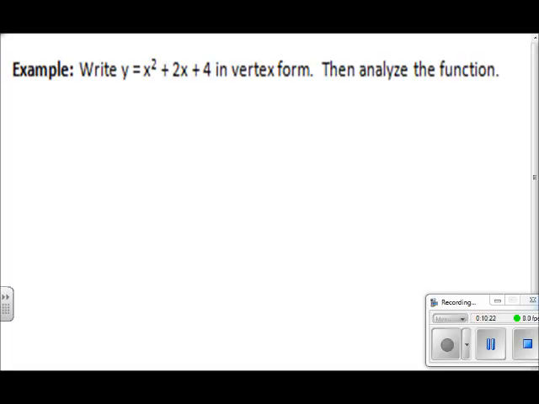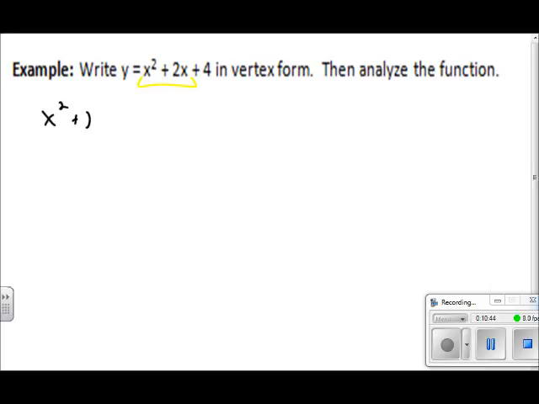Now, if we wanted to take a given function and write it in vertex form, then analyze the function, that might be a little more work. In these cases, we're going to have to use completing the square, which is something we learned before. That's going to come up again. So remember, when we were completing the square, we just look at these first two numbers.